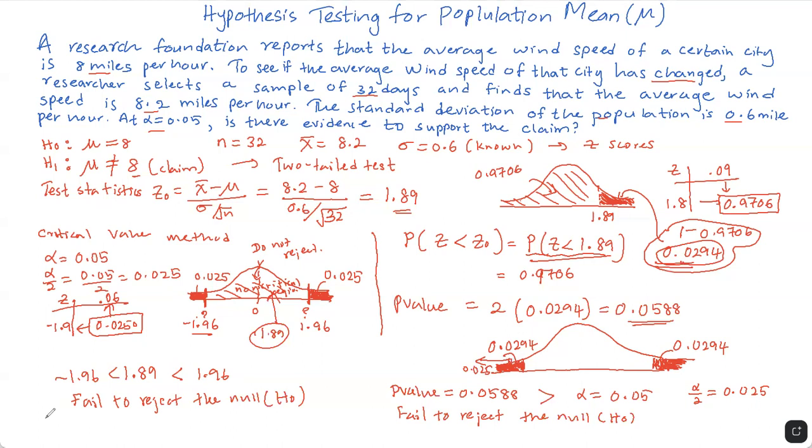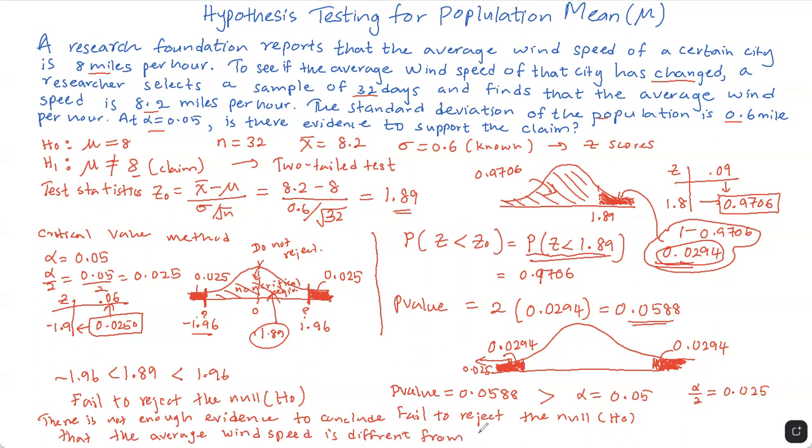And then you can write down the conclusion here. There is not enough evidence to conclude that the average wind speed is different from 8 miles per hour. So that's the conclusion of this hypothesis testing.